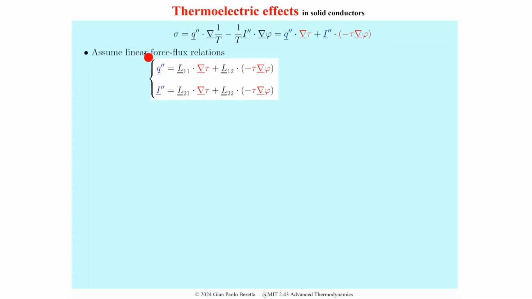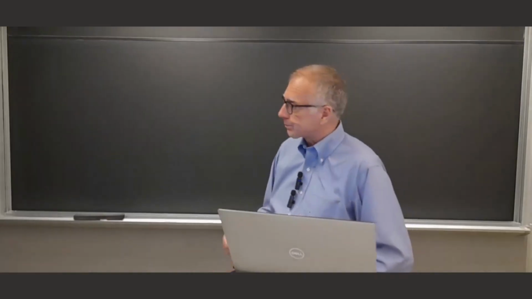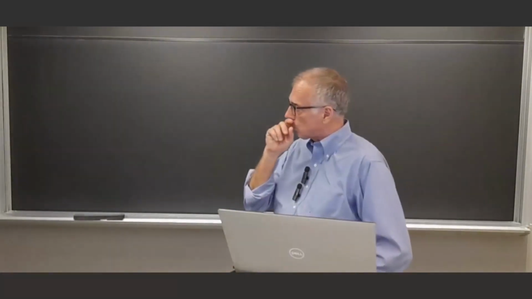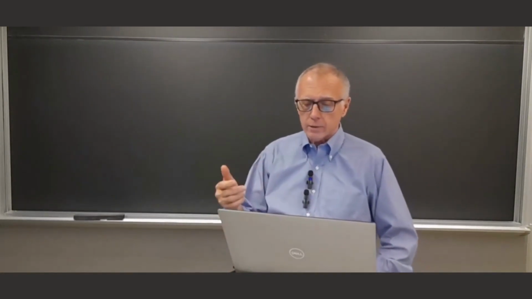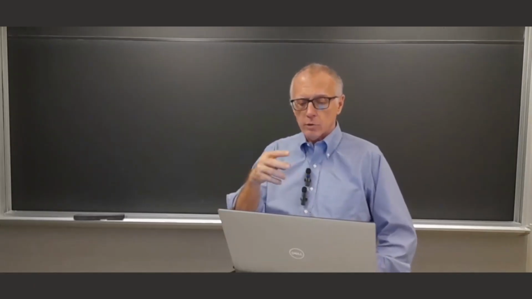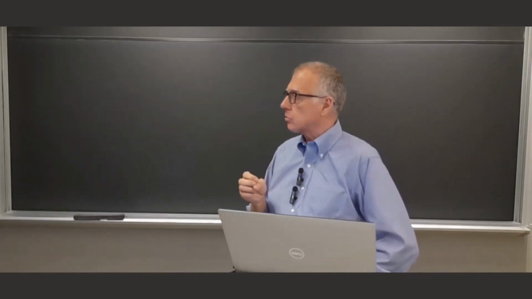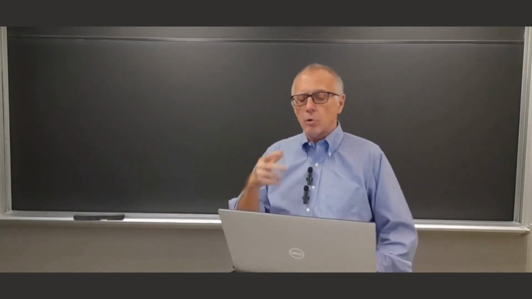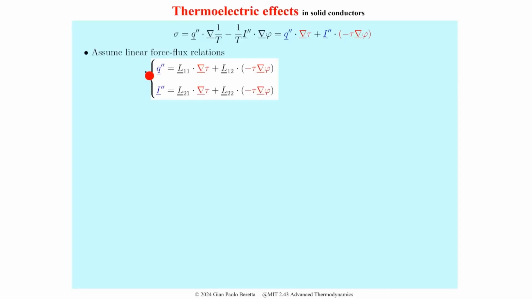Okay, so this is the first step. Assume linear flux relations. Next, what we typically do is to rewrite, rearrange these equations by bringing in more familiar variables. And in this case, the more familiar variable is simply the temperature instead of tau. So this is 1 over T.